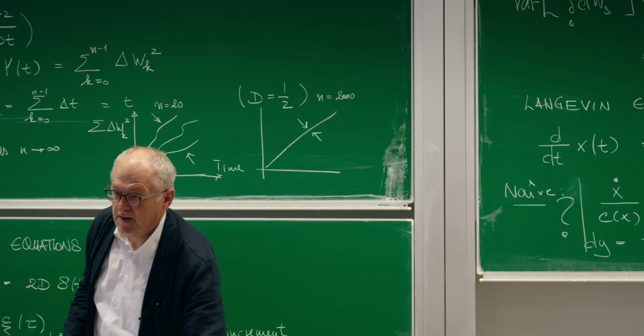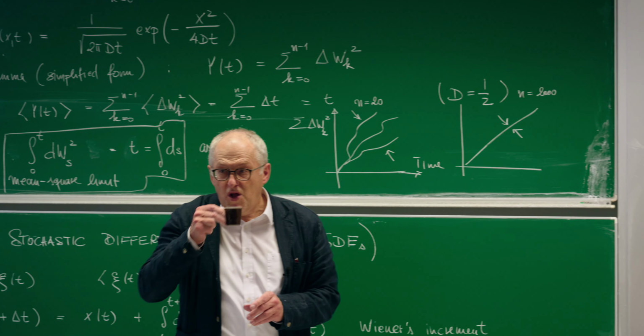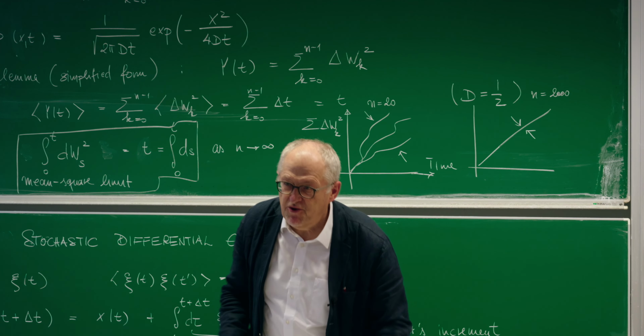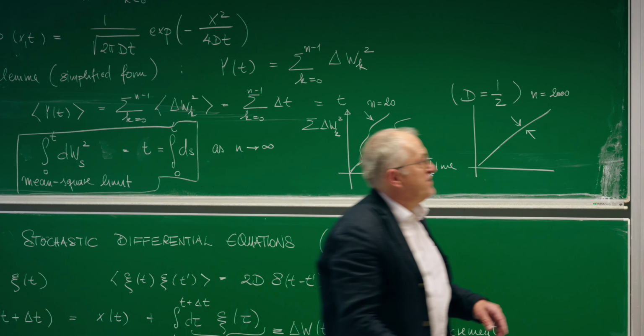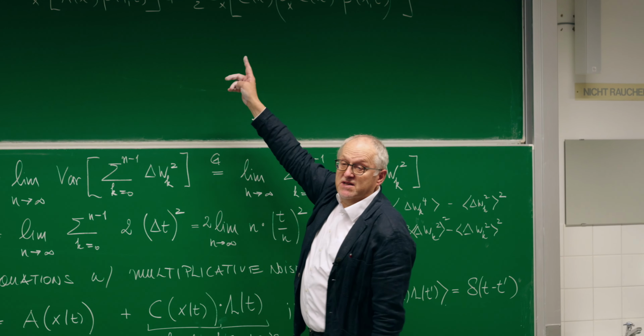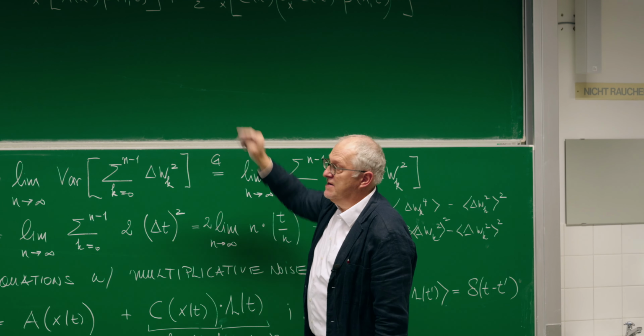Yeah? If the c was a constant, wouldn't the second term also be 0? Because we... no, sorry. Then you can pull it out. Yes. So if c is a constant, you can pull all of this out and it's a factor in front.